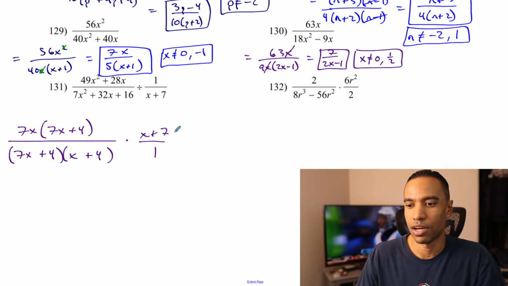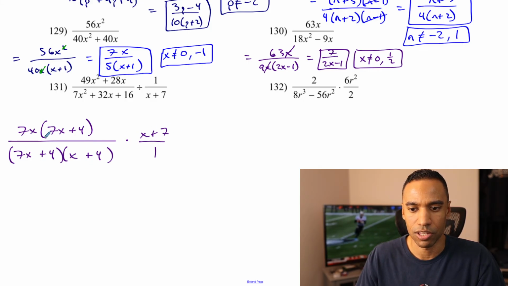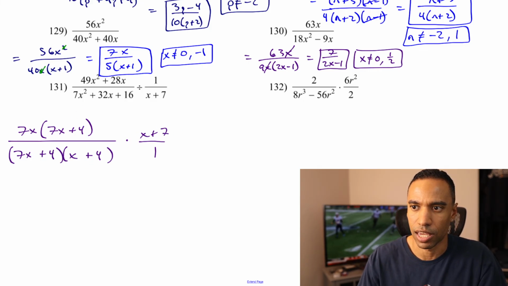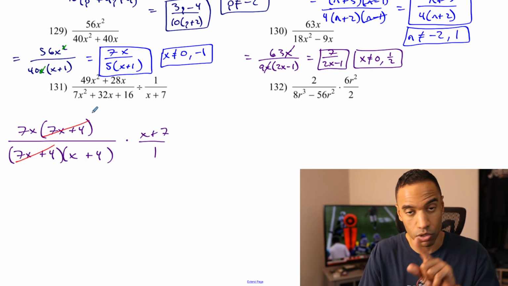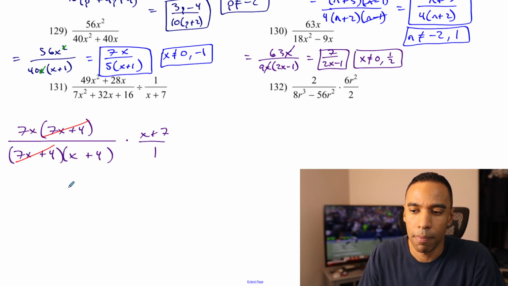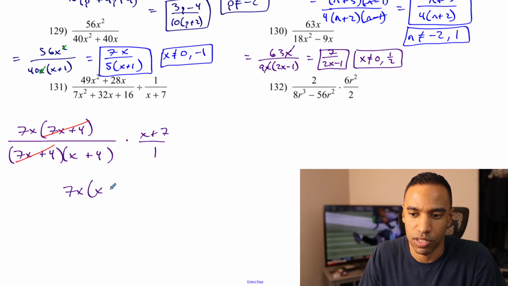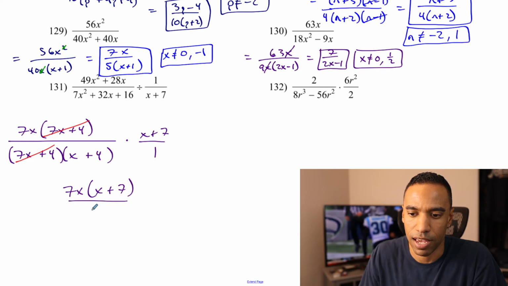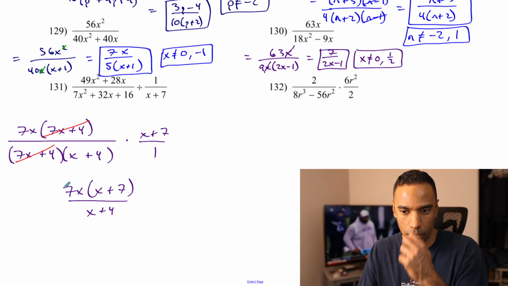Okay, anything here is dividing anything there. So if I could cancel, I would. I can't, but these can cancel right here. Boom, boom. Cancel means it becomes 1 when they divide, because they're products, they're factors. So on top, I still have 7x times x plus 7. And on bottom, I have x plus 4. That's kind of all I can do.